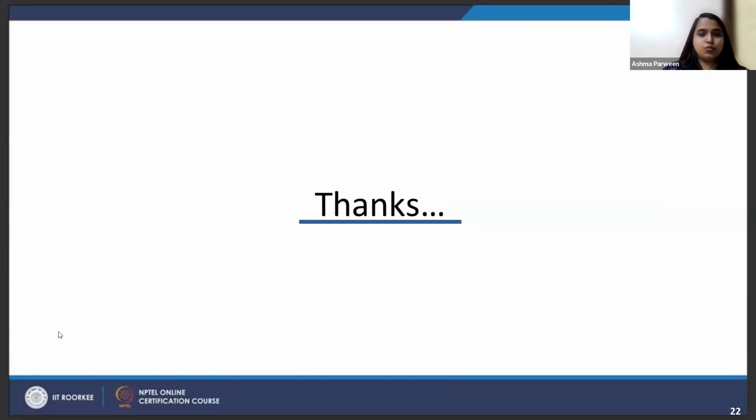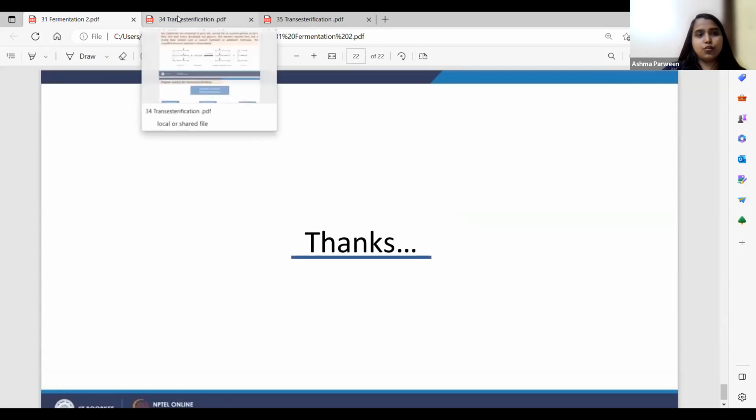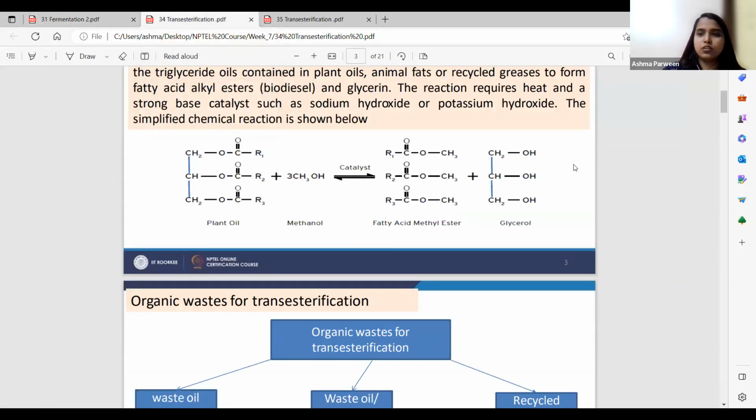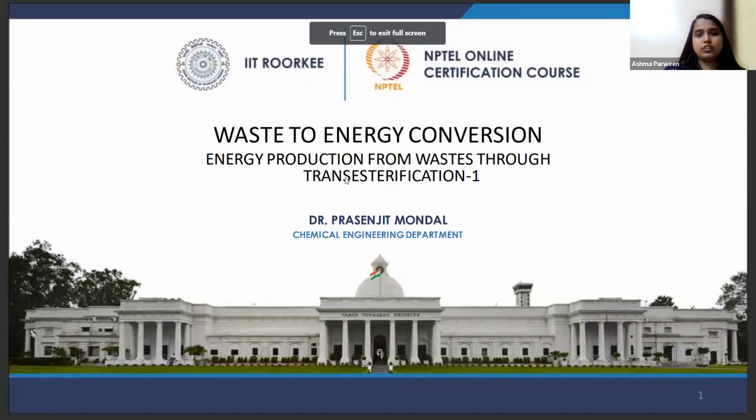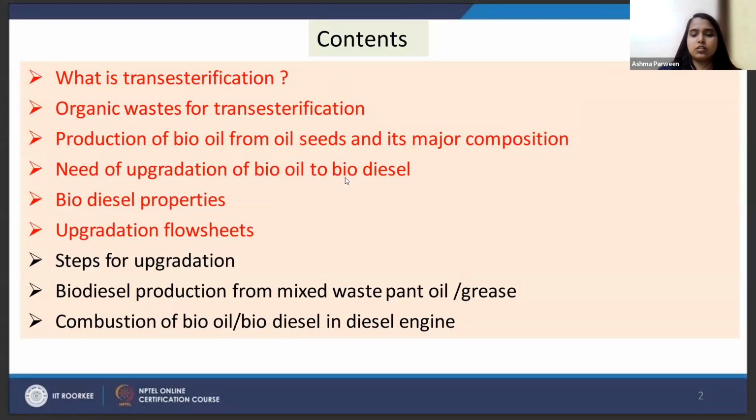So we'll move to module 4, because module 2 and 3 were tutorials on fermentation and biomass production. So we will move to the next module, that is Transesterification. So these are the contents for Transesterification.